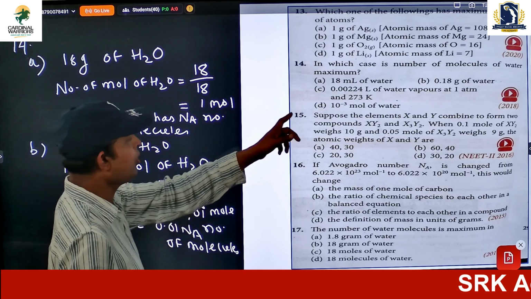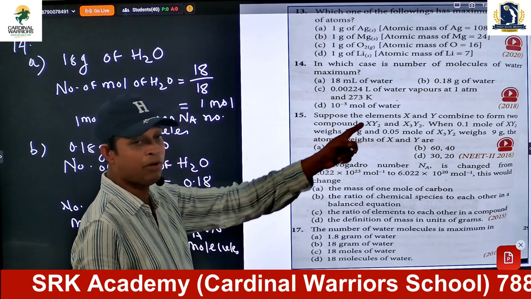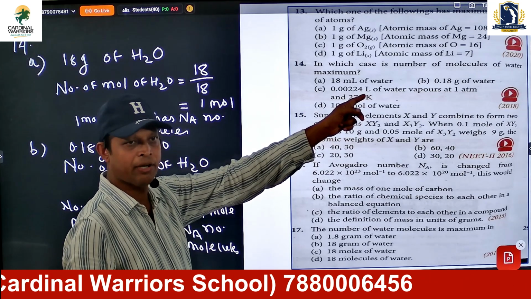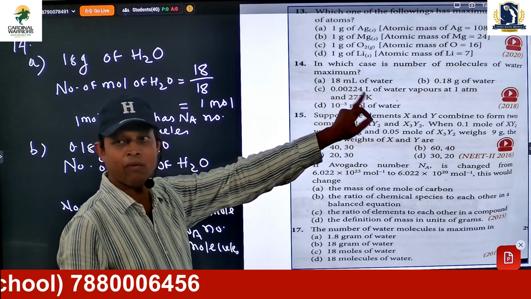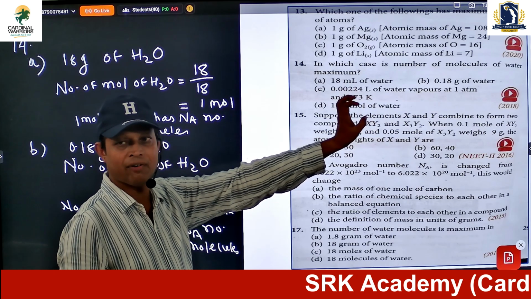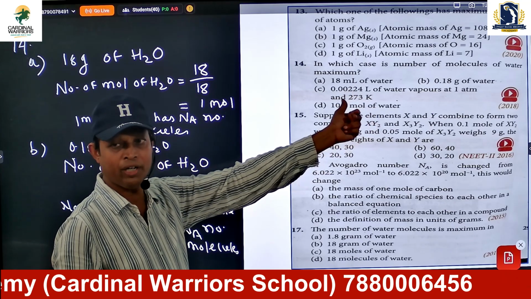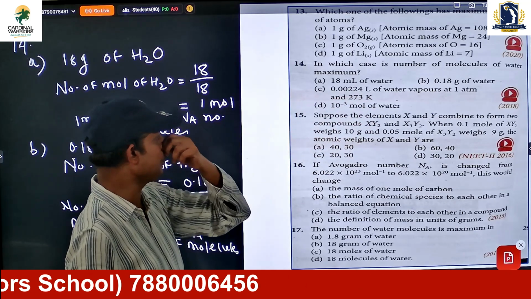And it is given 0.00224 liter of water vapor at 1 atmosphere. So again you have to find out the number of moles. 1 mole at STP occupies a volume equal to 22.4 liter. So we have to divide this by 22.4.